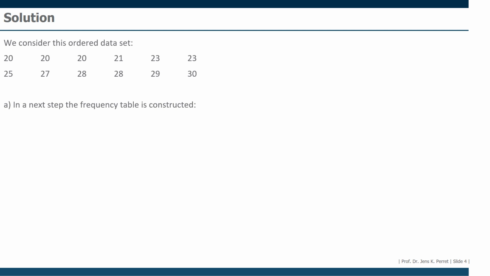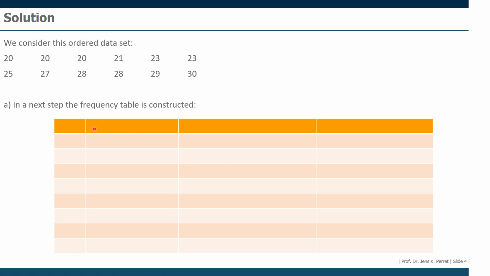Then I can build a frequency table in a really easy fashion by just using 4 different columns, and in the first column I'm going to put all the values used in the data set. If I say all the values, I mean if I have 3 times the 20 here, I'm just noting 20. Then the next row would be 21, 23. So I'm just noting the 21 once, the 23 once, and so forth. That's the column on the values.